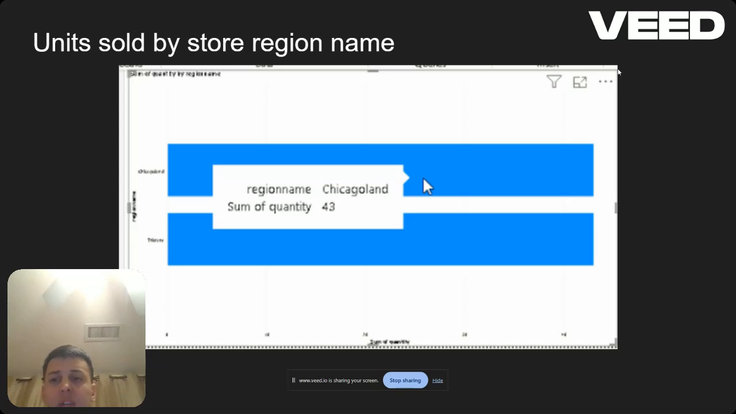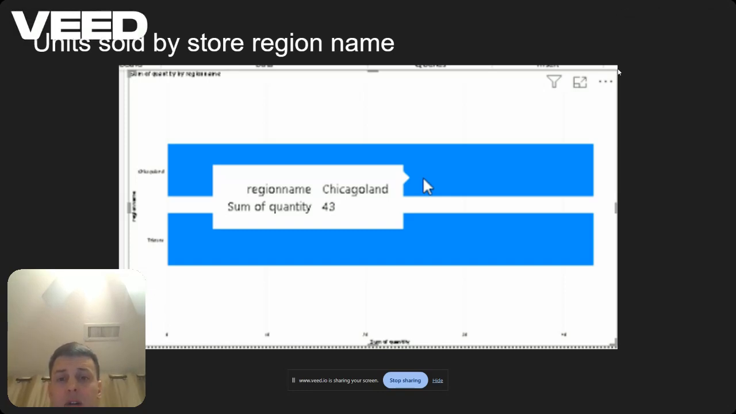This next chart is the units sold by store region name. The two regions that the database had were the Chicagoland and the tri-state area. What's interesting about this visualization is that the Chicagoland and tri-state area had the same amount of sales over the given days. They both had the same number of sales, or units sold, at 43.